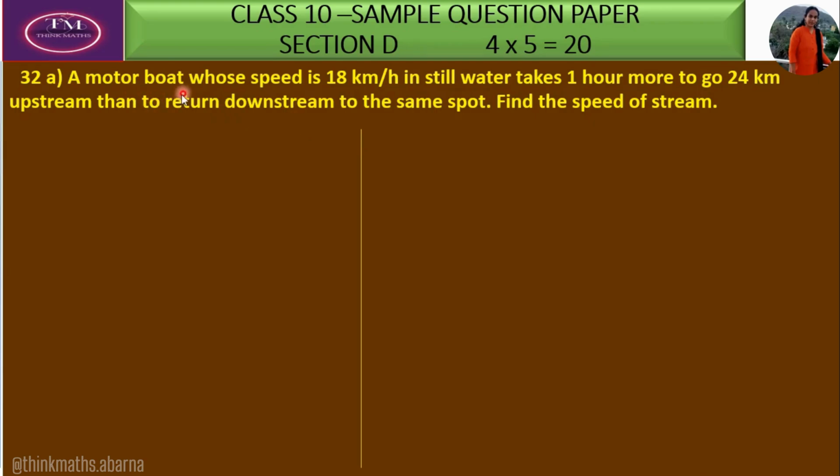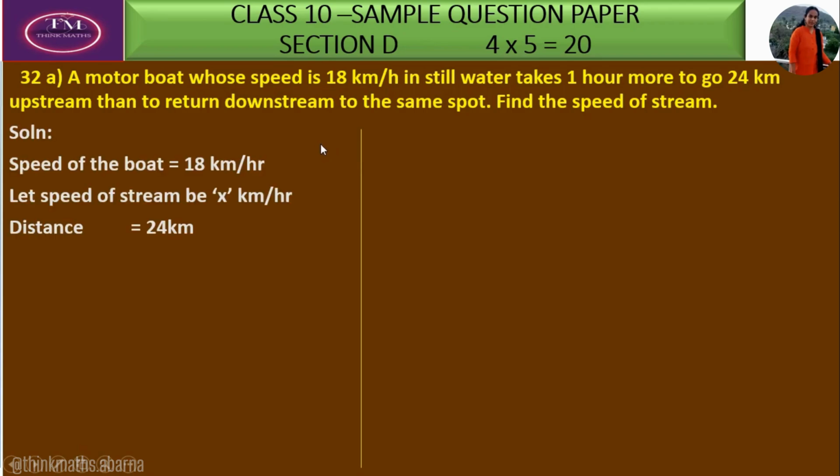The motorboat speed is 18 km per hour in still water. When it goes upstream, it takes 1 hour more than downstream. So time taken for upstream is time taken for downstream plus 1 hour. This is the formula. Now we can start the solution. The speed of the boat is given as 18 km per hour. We have to find the speed of the stream. Let us assume that as x kilometers per hour.